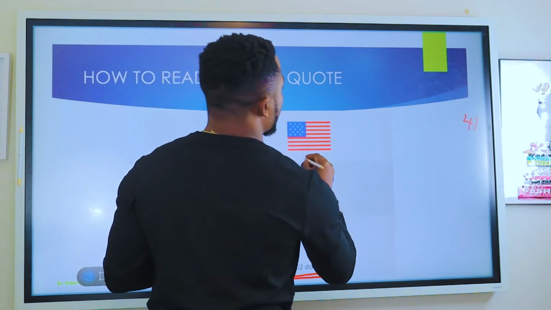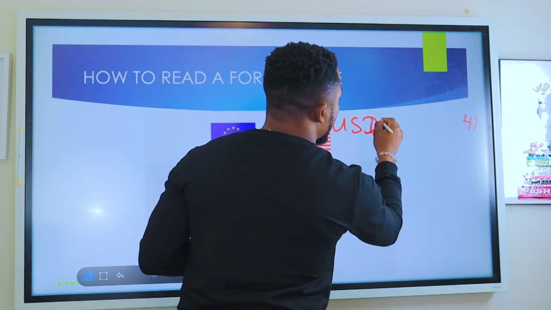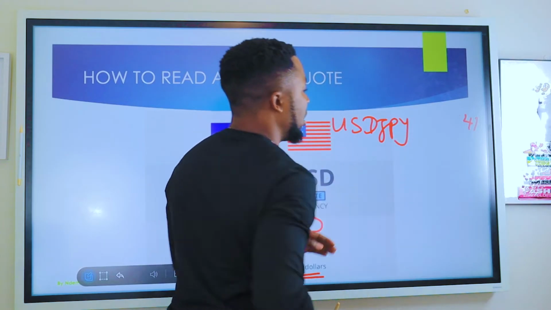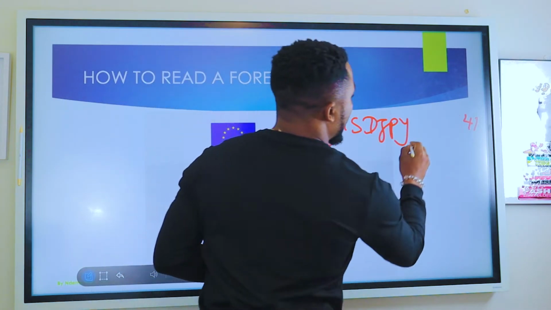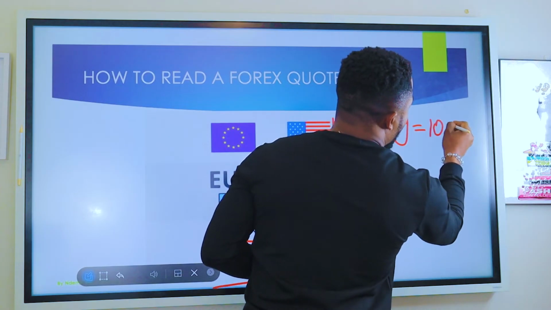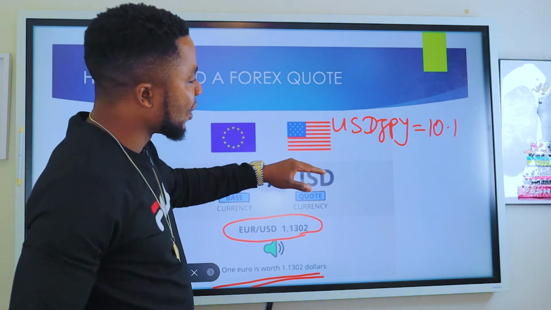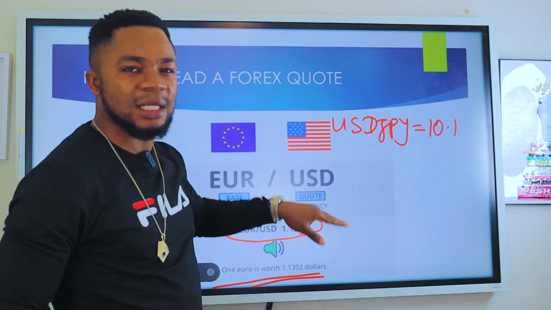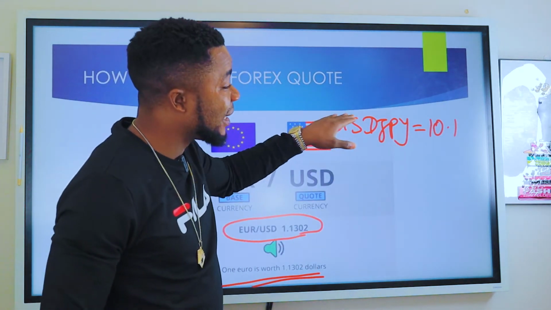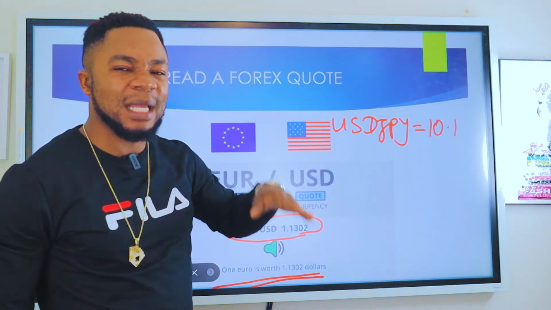Let's take this other one, which is USD/JPY. United States dollar, Japanese yen, which is equal to about 10.1. Can you see? So just based on this, which one is stronger? This is a situation where the United States dollar is stronger, right? And the United States dollar here is the base currency.